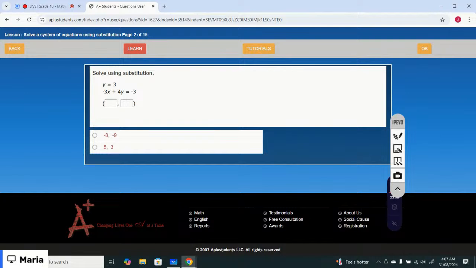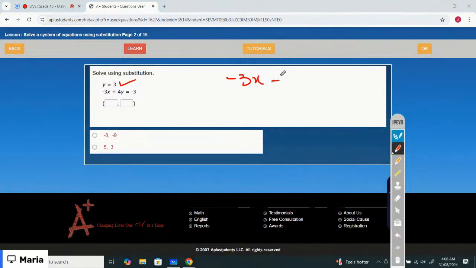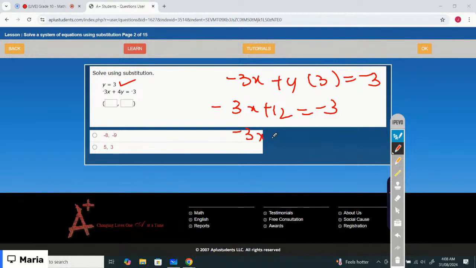Solve using substitution. You are given y equals 3, negative 3x plus 4y equals negative 3. So one of the variables, y, is already isolated. Just substitute the value in the second equation. So replace y with 3. That would be negative 3x plus 12 equals negative 3. Now move that 12 to the other side, right? So negative 3x equals negative 3 minus 12. That is negative 15. Divide both sides by negative 3.